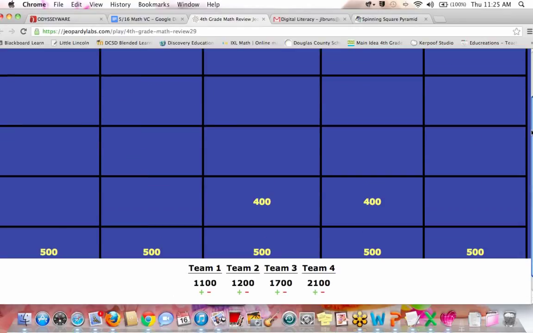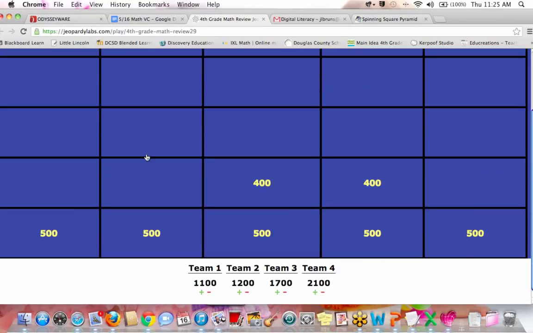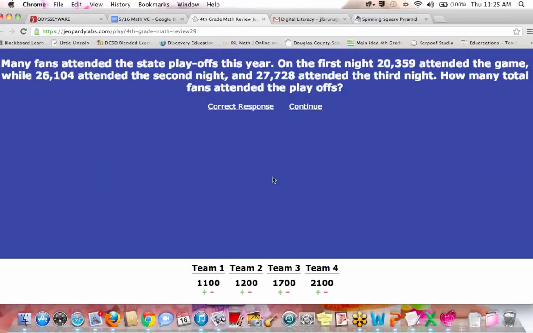I like these pattern ones. Let's check out some patterns. Ooh. Many fans attended the state playoffs this year. On the first night, 20,359 attended the game, while 26,104 attended the second night, and 27,728 attended the third night. How many total fans attended the playoff?